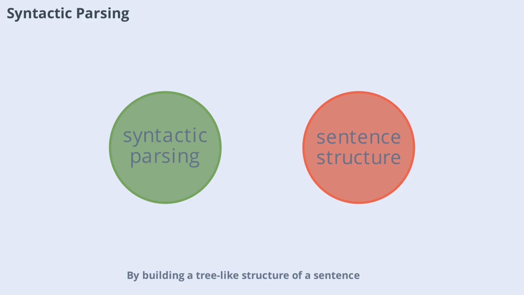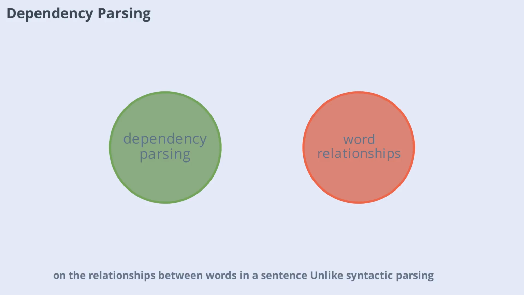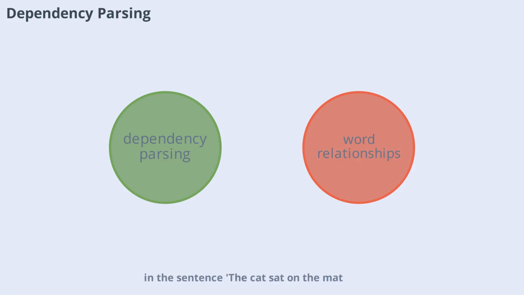By building a tree-like structure of a sentence, NLP systems can better grasp meaning and context, leading to more accurate language understanding. Dependency parsing is a technique that focuses on the relationship between words in a sentence. Unlike syntactic parsing, which looks at overall structure, dependency parsing identifies which words depend on others. For example, in the sentence, "The cat sat on the mat," it shows how sat is the main verb and cat is the subject.